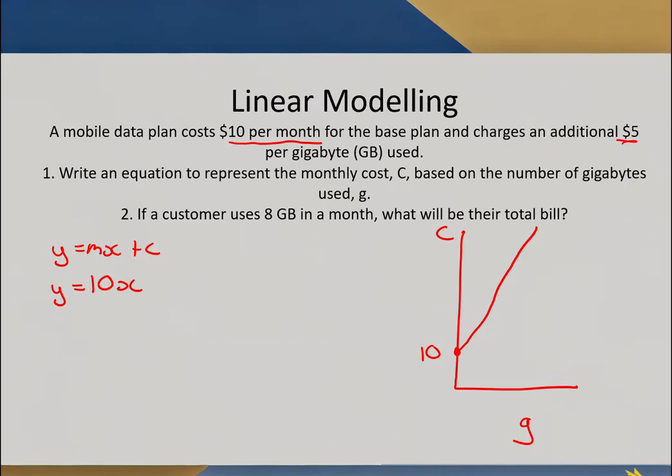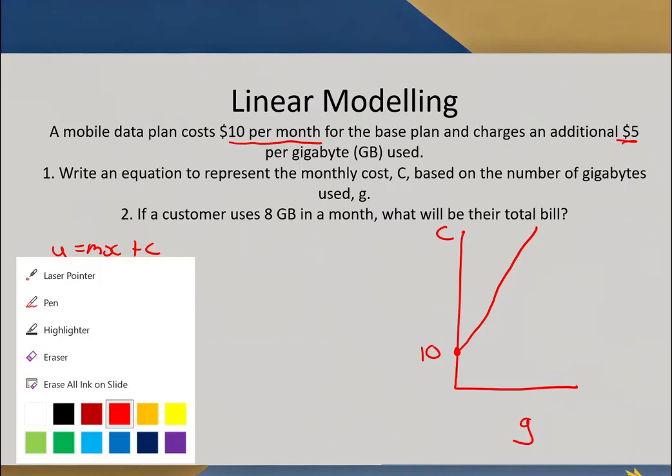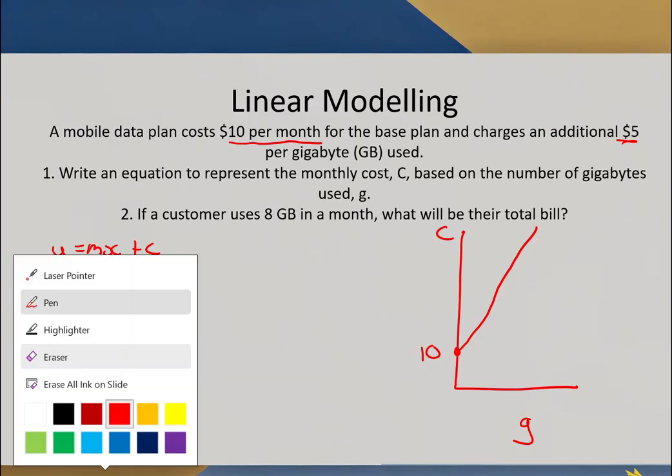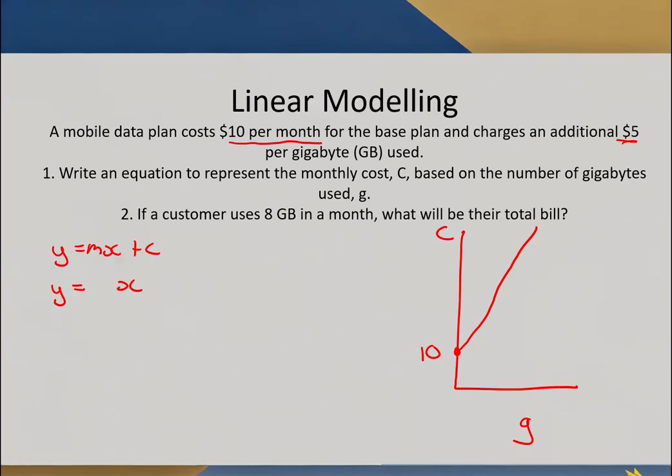Sorry, I wrote that down wrong. Erase. There we go. So our varying amount is the $5 per gigabyte. Our fixed amount, as I put on my graph, is 10. So it'll be y equals 5x plus 10.